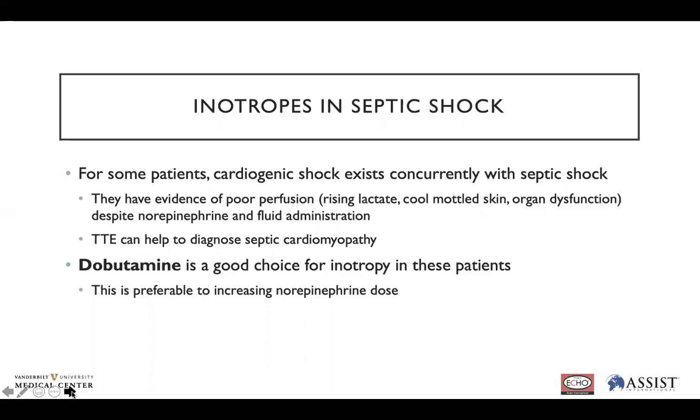Again, transthoracic echo can be very helpful in these patients looking for a decreased ejection fraction. If you have a patient like this that has a decreased ejection fraction in COVID-19, dobutamine is a good first choice for inotropy. This would be preferable to just increasing your norepinephrine doses to get a mean arterial pressure of 60 to 65. Go ahead and advance that slide.